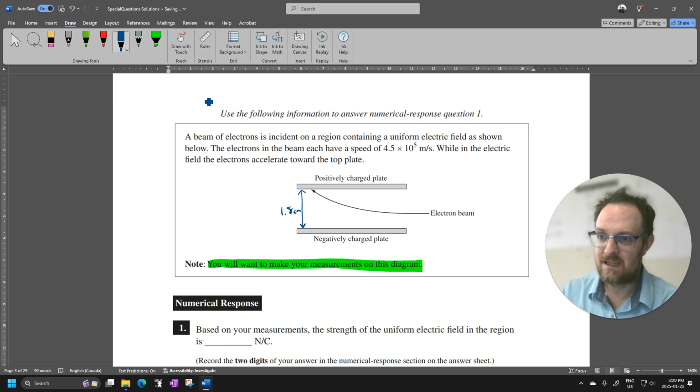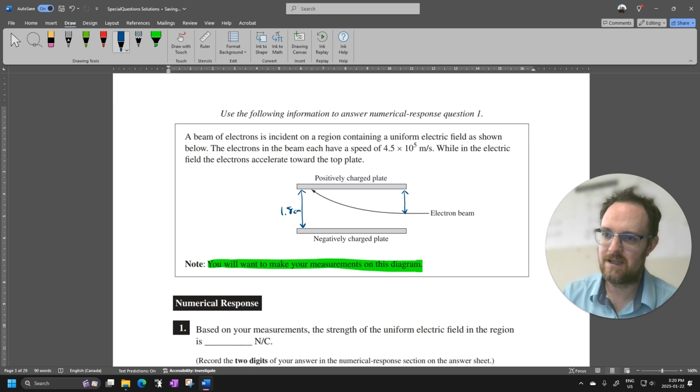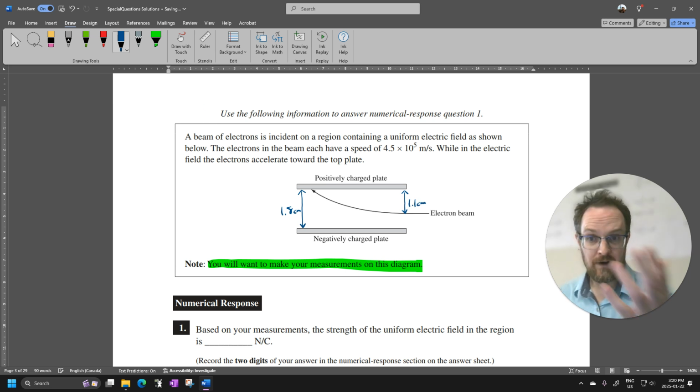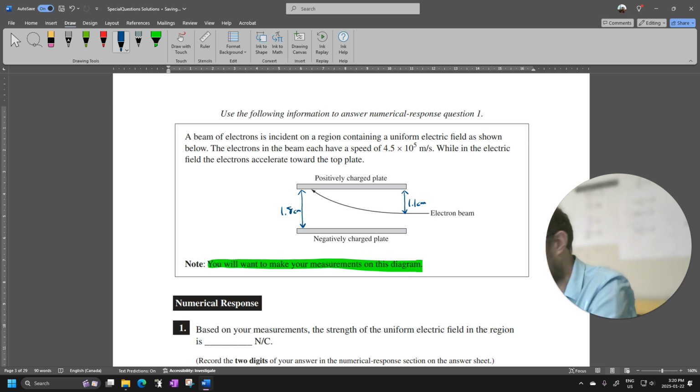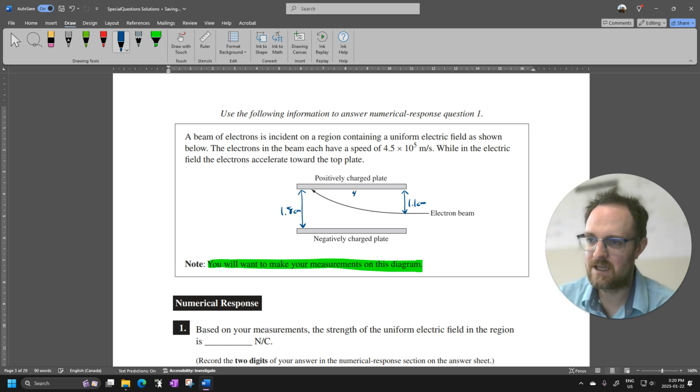Okay. Some things you may want to know is how far vertically the electron, or whatever particle this is, has traveled here. And I think when we did this in class, it was 1.1. Yep, there's 1.1 centimeters. You might need to know how far horizontally the object has traveled as well. So in this case, 4.3. So there are some measurements that you might want to take, right?